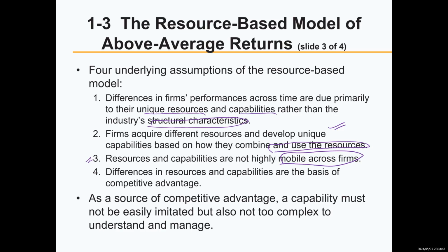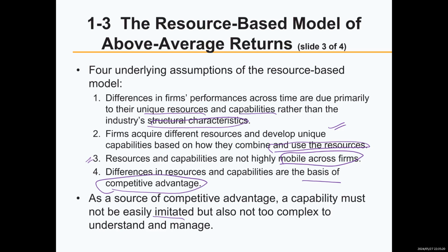The fourth one, differences in resources and capabilities are the basis of competitive advantage that we just talked about in our earlier slide. So as a source of competitive advantage, a capability must not be easily imitated, and if they want to imitate, it is very expensive, not cost effective at all, and very complex as well, right? Not to you, but to your rivals.